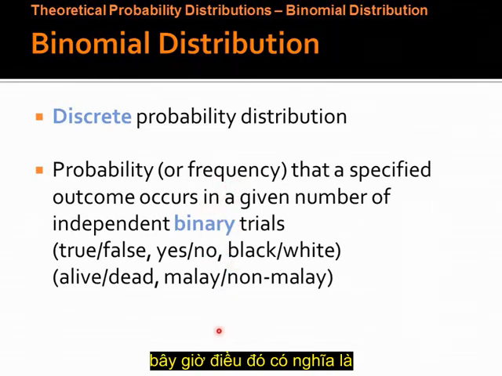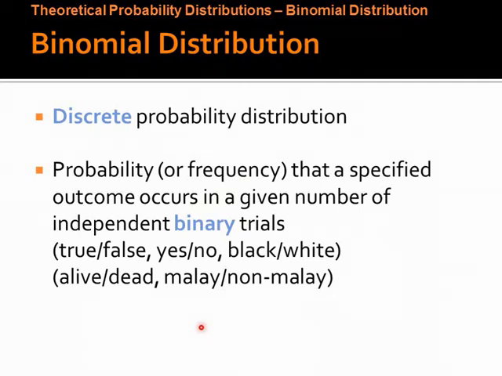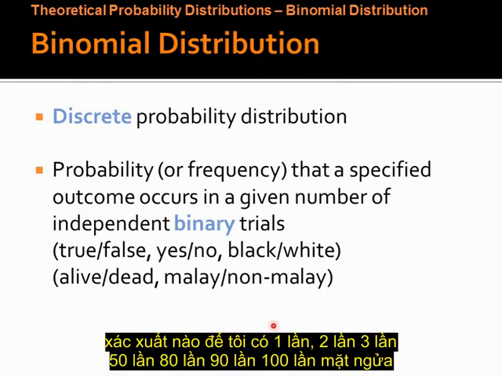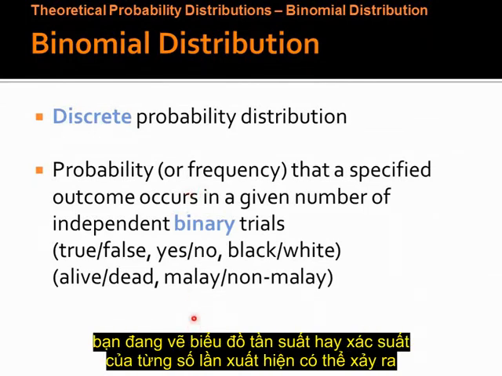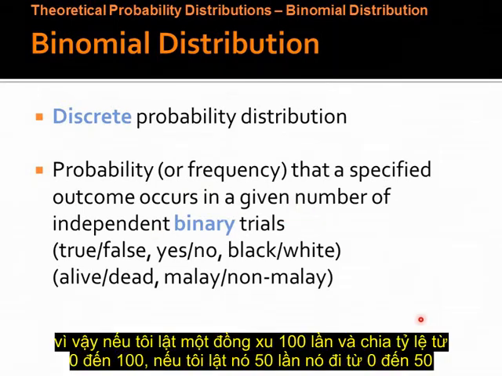Now what that would mean is that if I flip the coin 100 times, what is the probability of me getting 0 hits? What's the probability of me getting 1 hit, 2 hits, 3 hits, 50 hits, 80 hits, 90 hits, 100 hits? Okay, you're plotting out the frequency or the probability of each of the possible number of occurrences for a particular outcome, given a particular number of independent trials. So if I flip a coin 100 times, it can only scale from 0 to 100. If I flip a coin 50 times, it goes from 0 to 50.